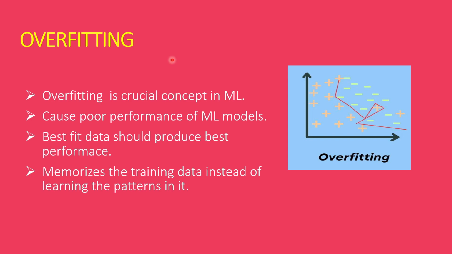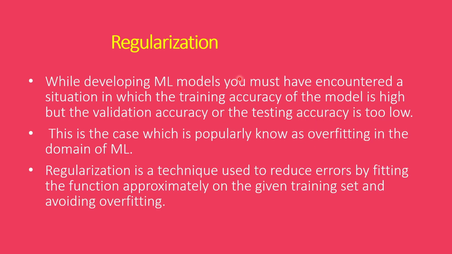Let us see this concept, overfitting. Overfitting is a crucial concept in machine learning. It produces poor performance on our machine learning model. A best fit should produce the best performance. We know that any best fit will produce the most accurate results. The training data which we give to our machine learning model, it just memorizes the training data and does not perform well on the testing data.